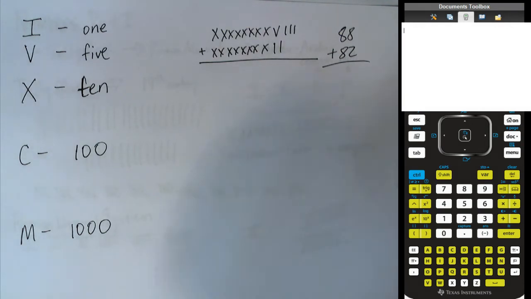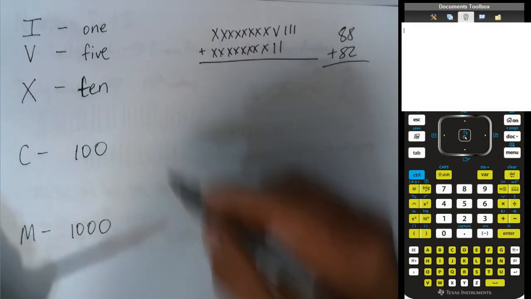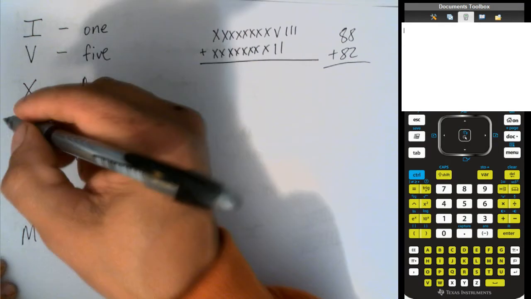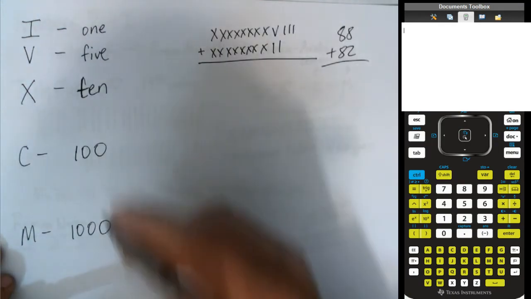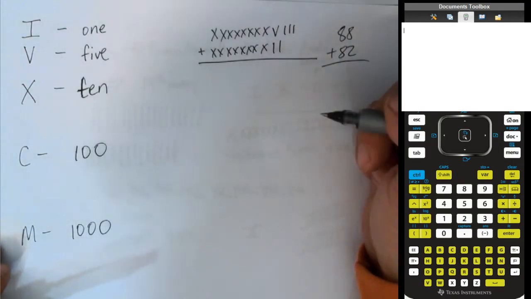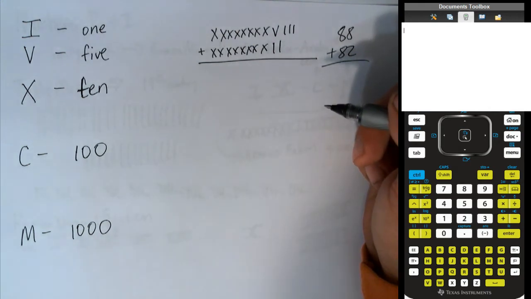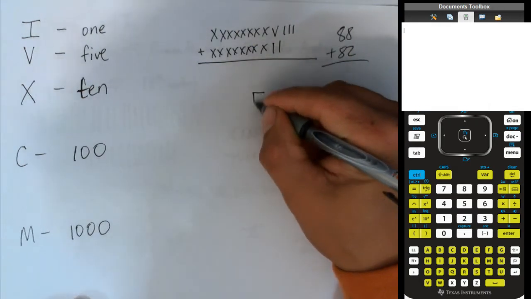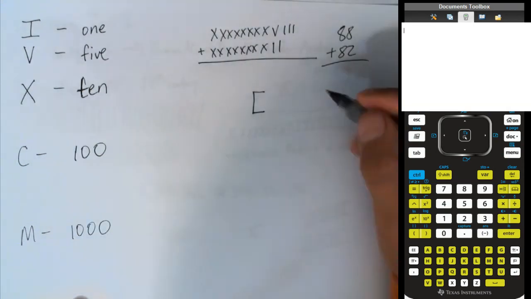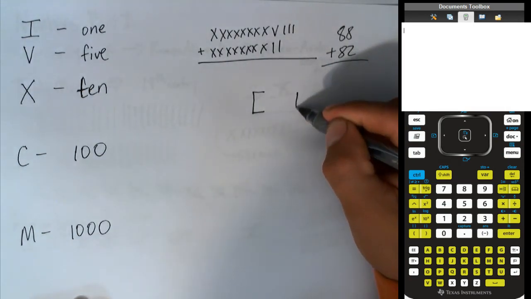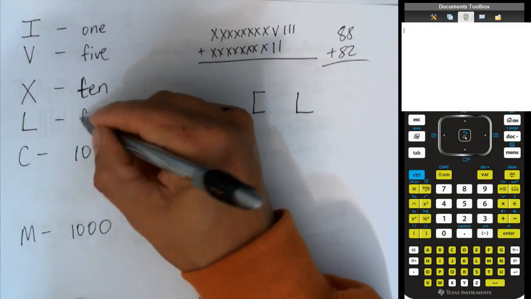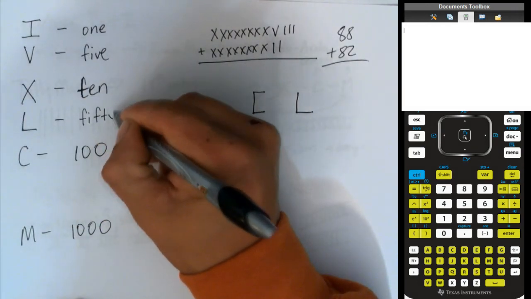Okay, so lots of X's, so we had a symbol between 10 and 100, and that letter that they decided, and this is just what I think is why they made it this symbol, is that it's part of a C, so they kind of made it part of a C. L is 50.